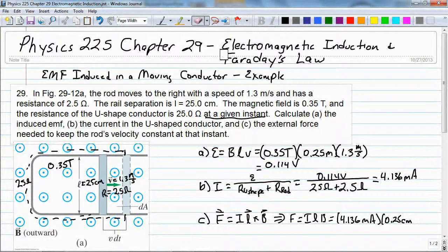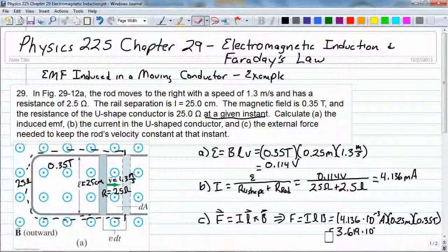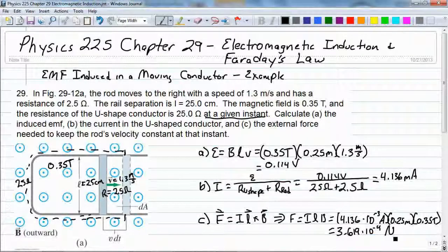And actually, I guess the proper way to do this would be 10 to the negative third amps times 0.25 meters times 0.35 Tesla, and that gives me 3.619 times 10 to the minus fourth newtons. Very, very small force.